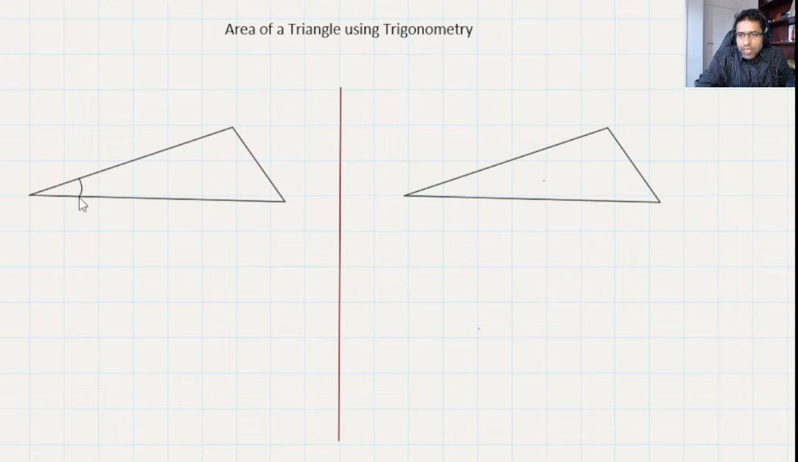let's say we have just the angle, which is 29 degrees, and the length of this side is, let's say, 10 centimeters, and this is 9 centimeters. And if I ask you what is the area of this triangle, this is the question now.